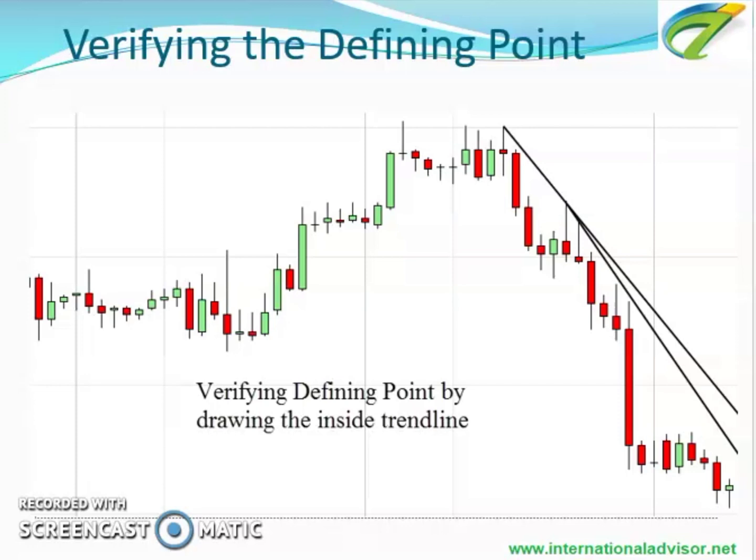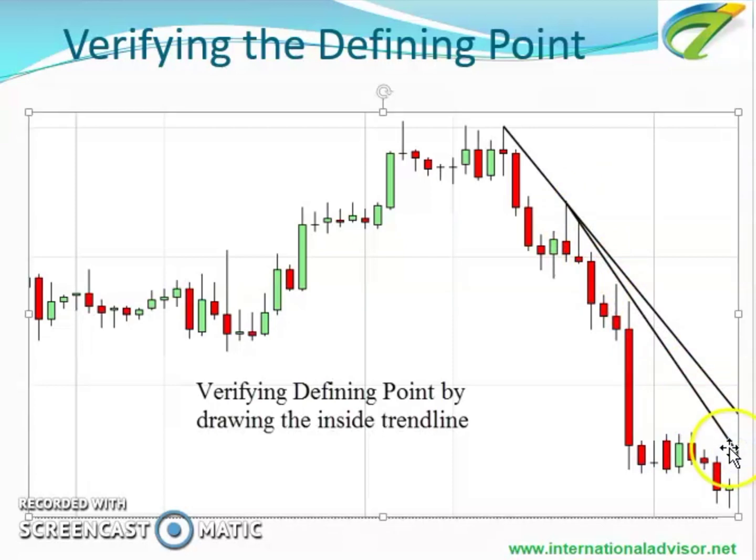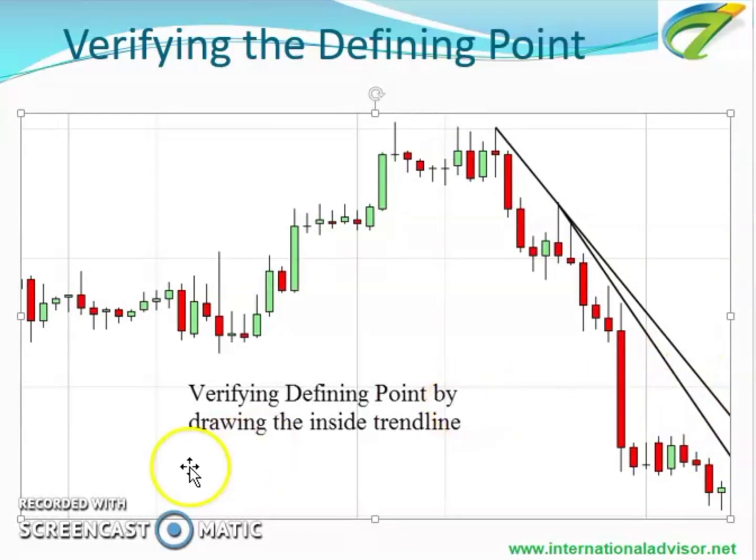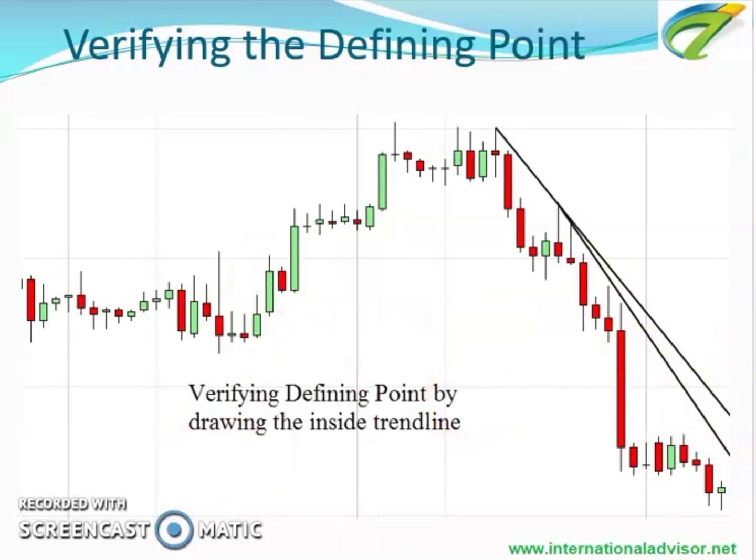Here you can see verifying the defining point by drawing the inside trend line. It was the previous trend line, and this is the new trend line. Both are valid, but we use this defining point to make a new line, and both are valid because both are having data within the trend line, which is downward sloping.